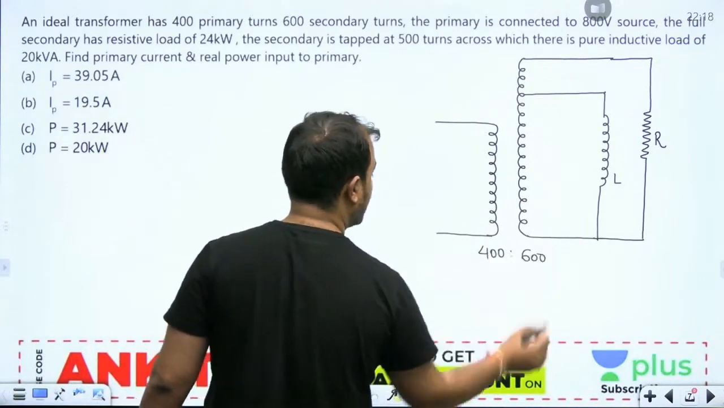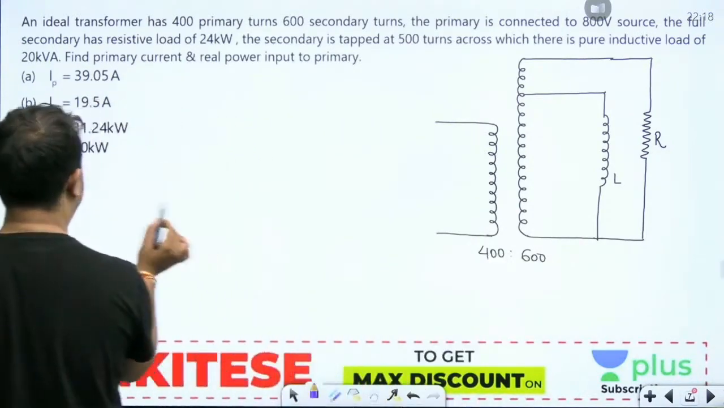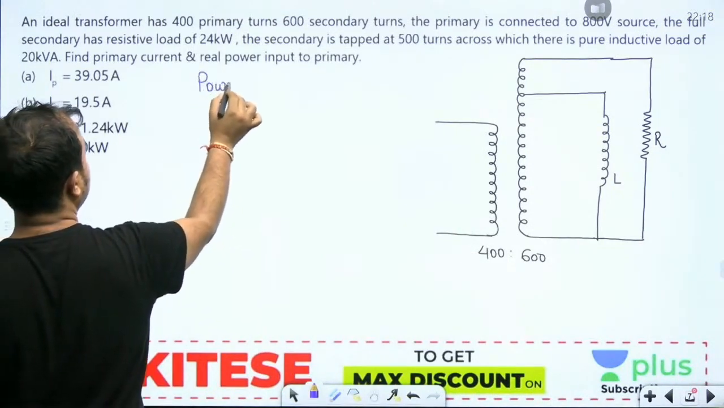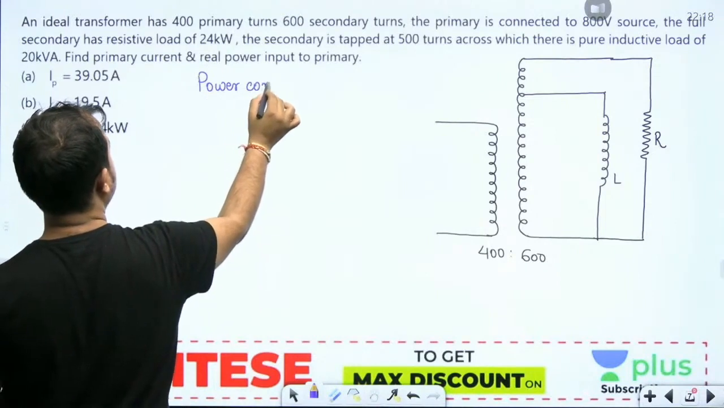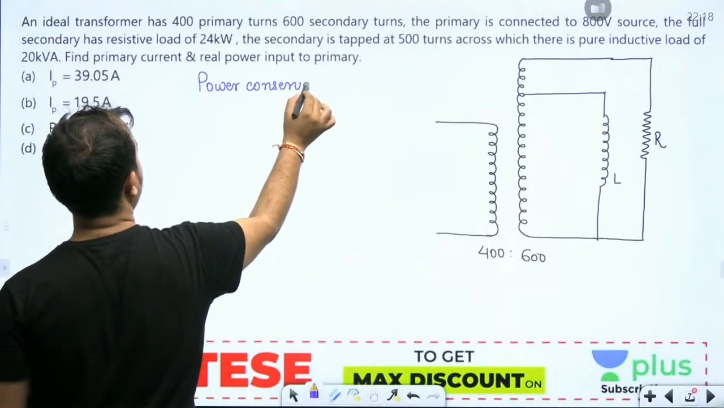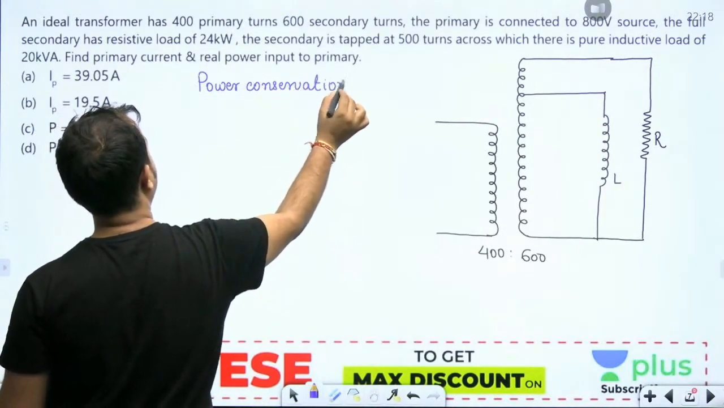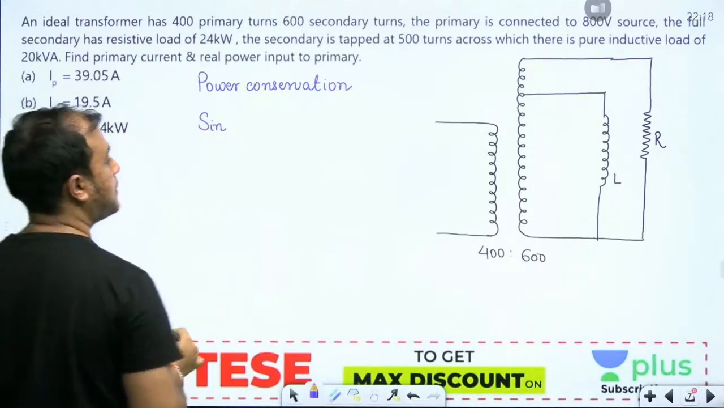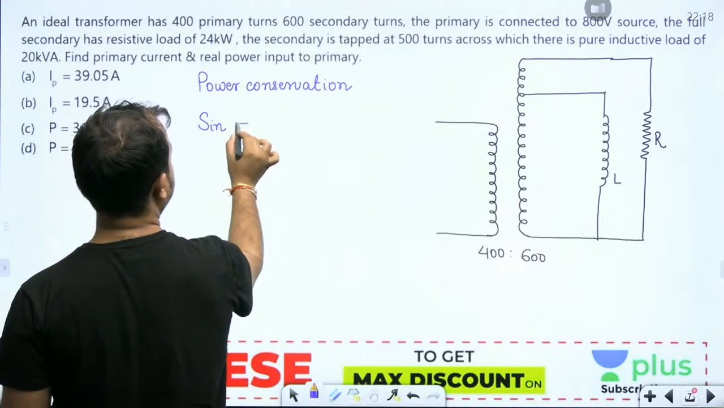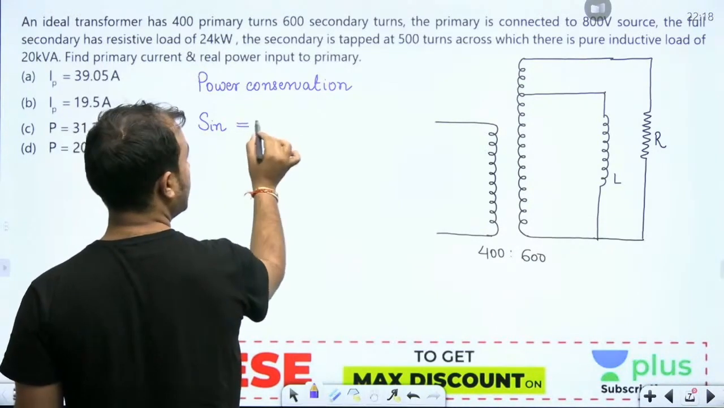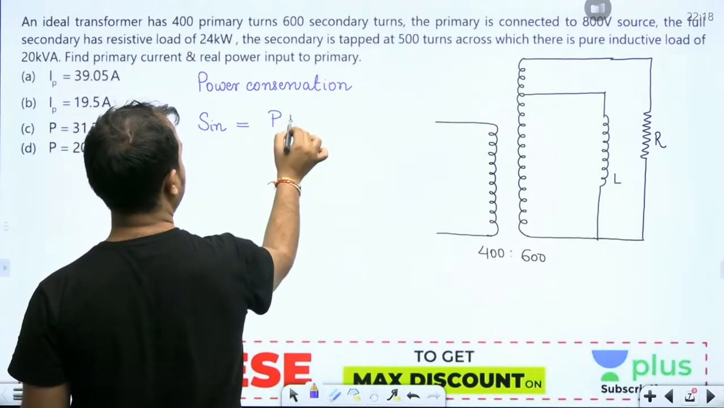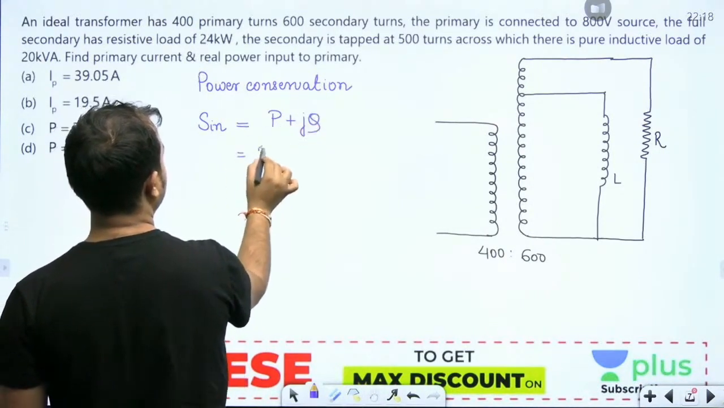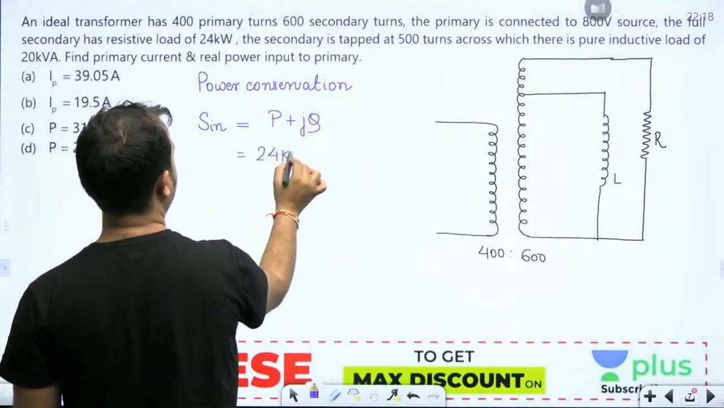Now again it is an ideal transformer and we have power given to the load. So I'll apply power conservation. How? I'll say the input apparent power is basically equal to the real power consumed by the load and the reactive power consumed by the load. That is 24 kilowatt.